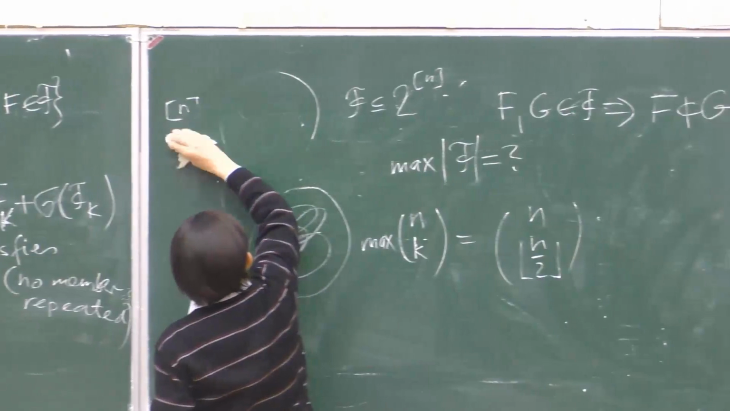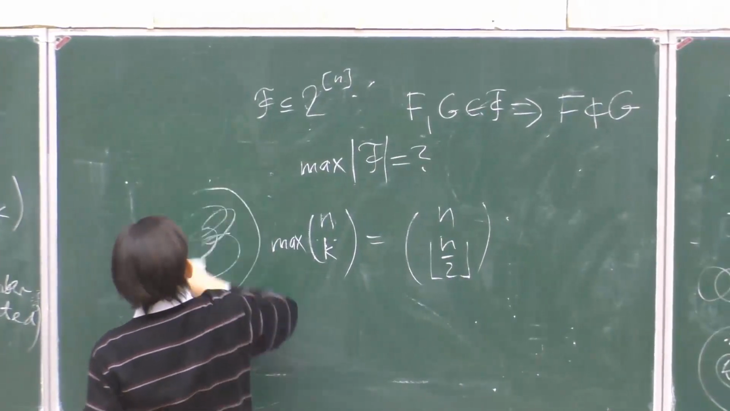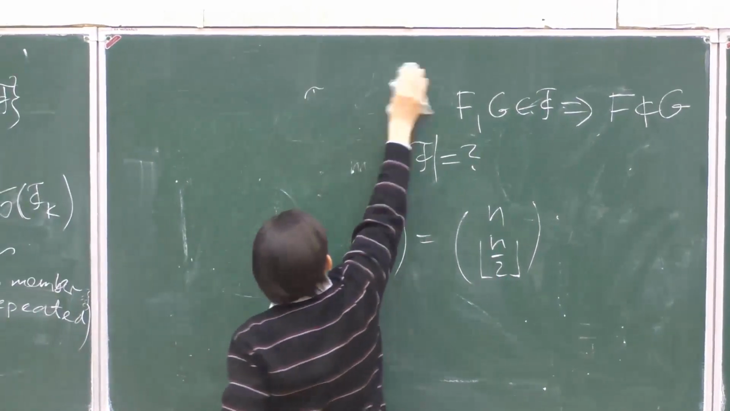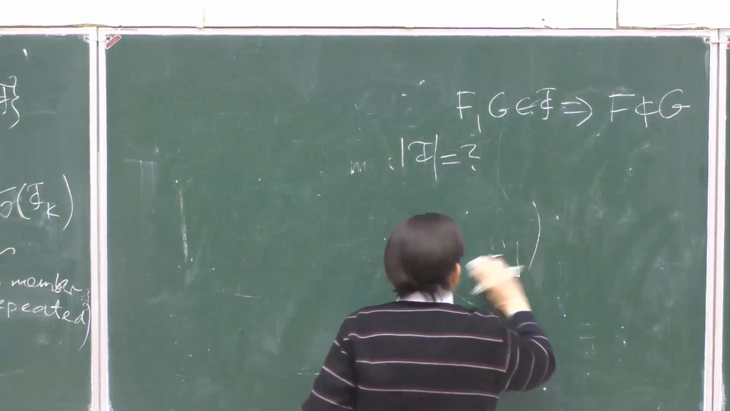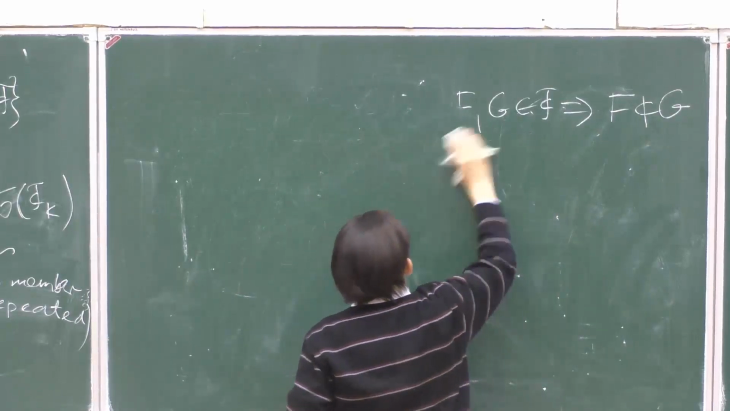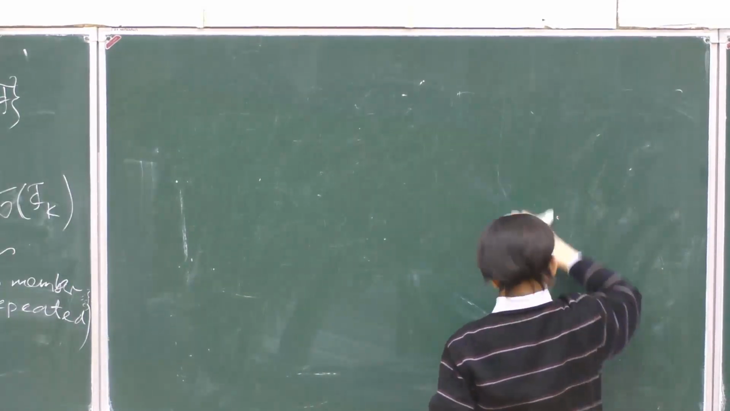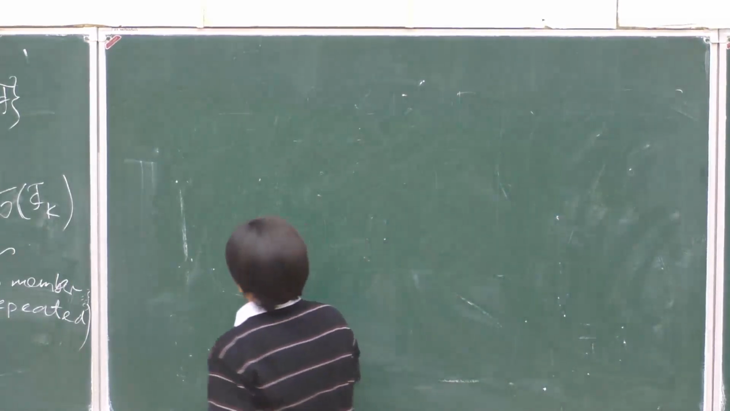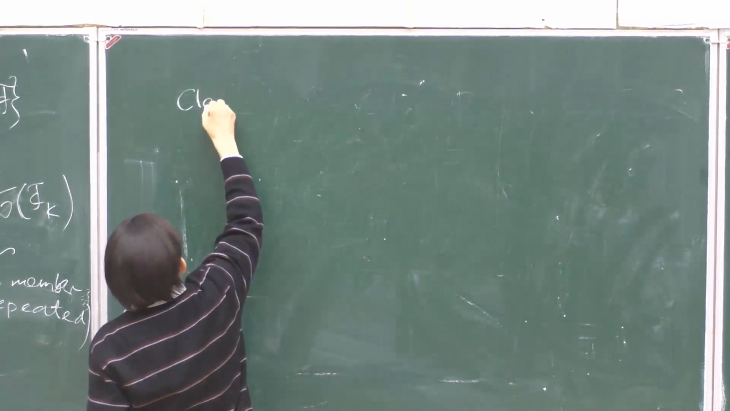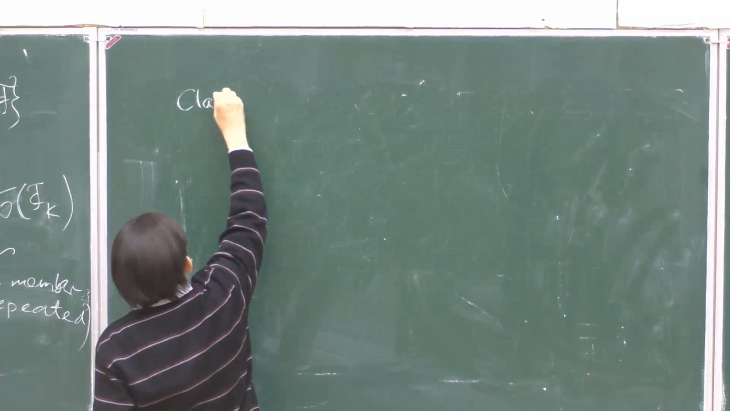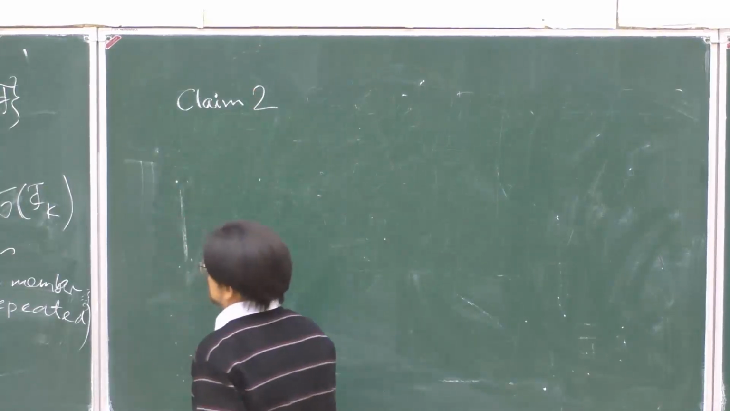But what happened with the size of the family? That's the next problem. So claim 2.